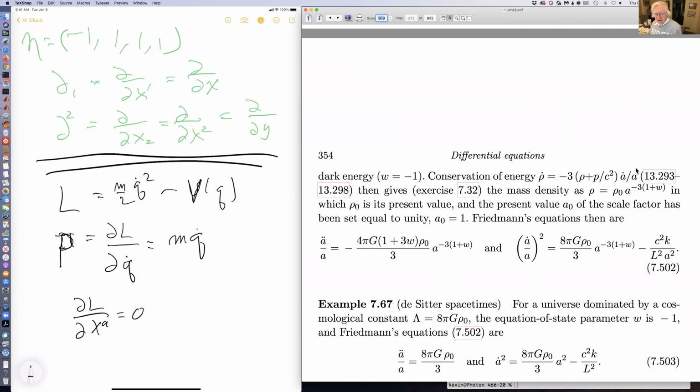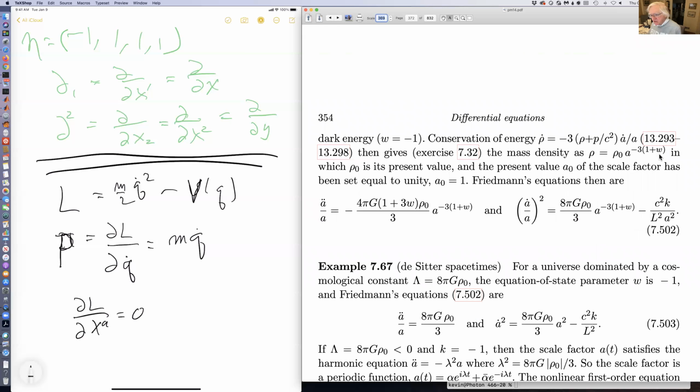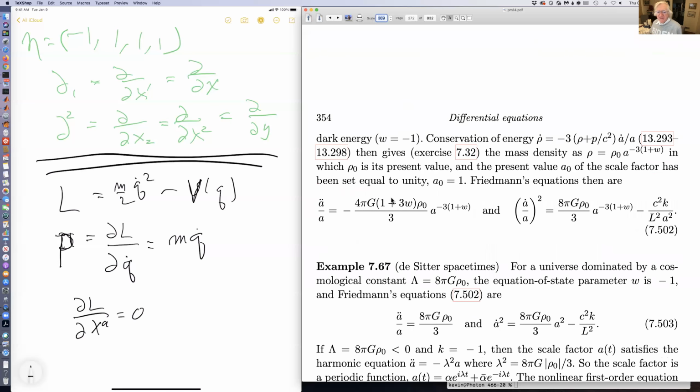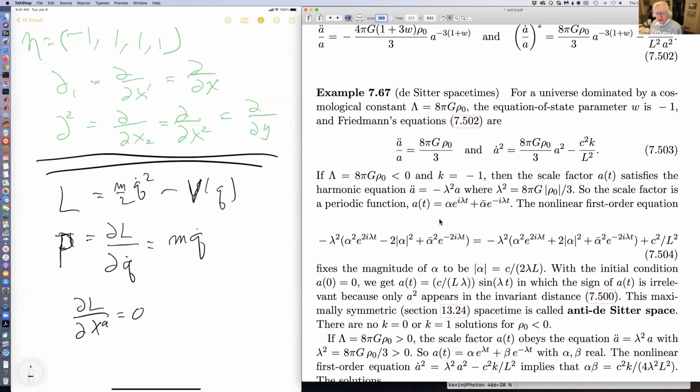And then conservation of energy gives us the mass density in a particular form. And then the Friedmann equations become much simpler. Namely, a double dot over a is this, and there's just an a here. And a dot over a is this, and there's an a here, but w is a constant. Now, of course, this means that you can solve these, actually you can solve them with your fingers, I think. In fact, in late chapter 13, I did solve them analytically. And there are various examples.